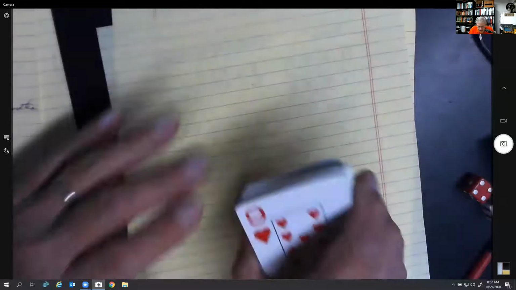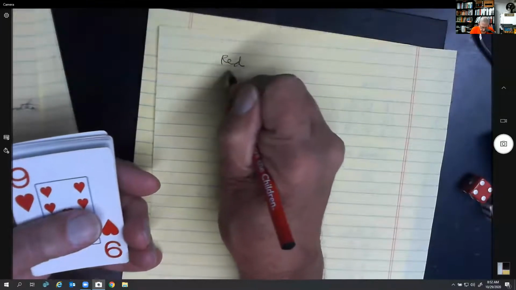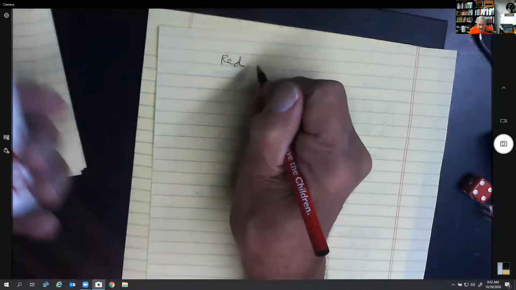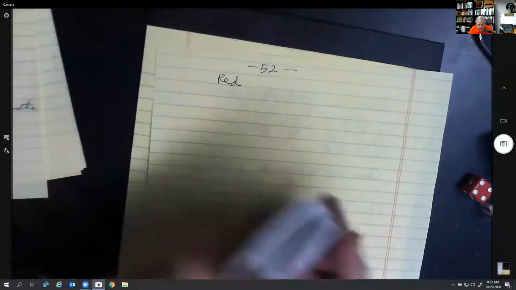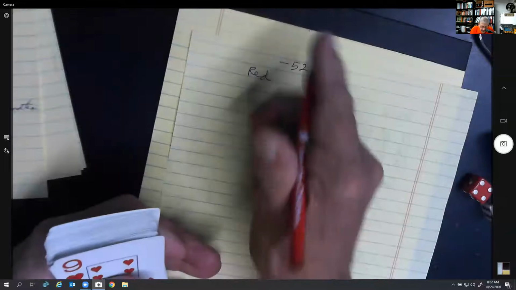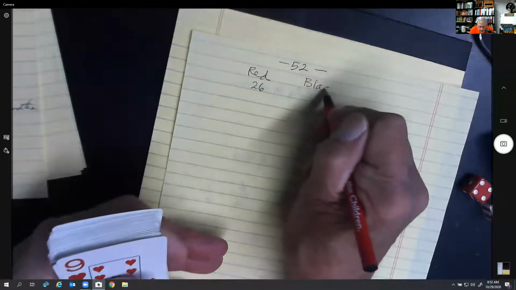How many cards do you think in this deck of cards are red? Half the deck. How many cards are in a deck? First of all, there's 52 cards in the deck, if I was to count all these. Half of them are red, 26 are red, and 26 are black.